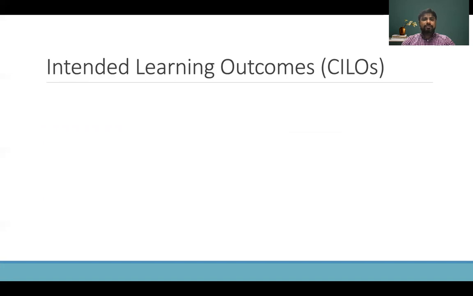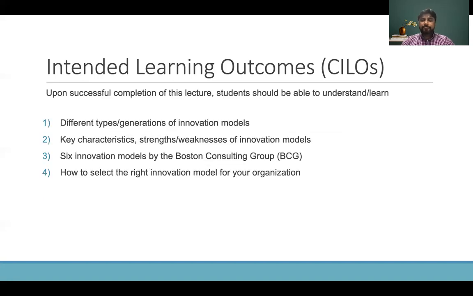So for the lecture intended learning outcomes, after the completion of this lecture, you will be able to understand the different innovation models, their characteristics, advantages and disadvantages, and what are the 6 innovation models developed by the Boston Consulting Group, and how we can select the right innovation model for our organizations. So in total, we will learn 12 innovation models, 6 from the Boston and 6 from the literature of innovation management.